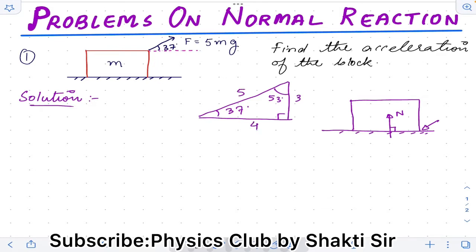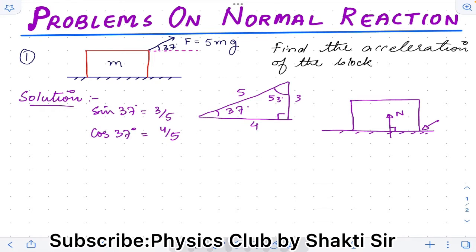So we can easily find the value of sine of 37 degree. Here sine of 37 degree is nothing but 3 by 5. And similarly we need the value of cos of 37 degree, because we will need it, and it becomes 4 by 5 in the numerical calculations.